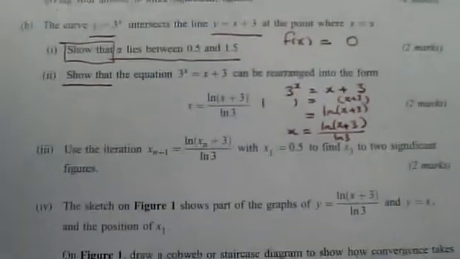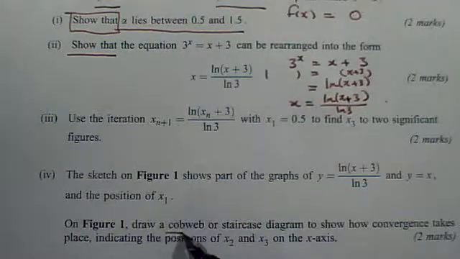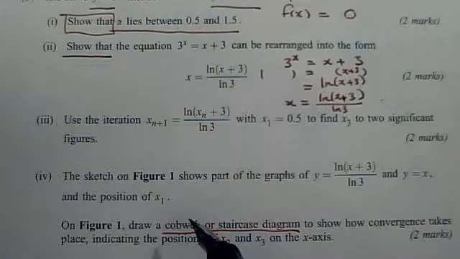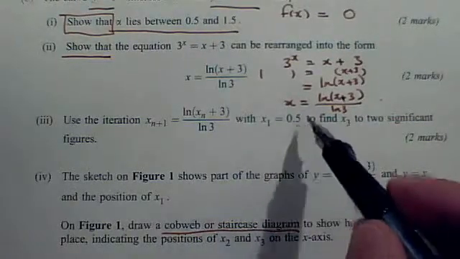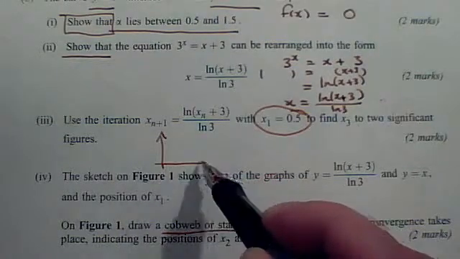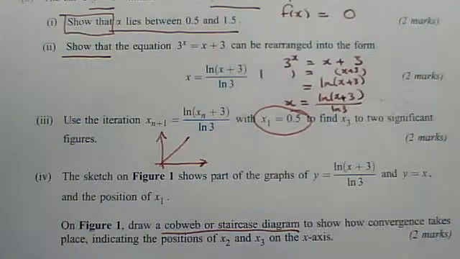Then in part 4, we've got the cobweb or staircase diagram. I haven't got figure 1 handy, but what you need to do is start from the position of x1. So you need to find 0.5 on your x-axis. These always have x and y axes, and the line y equals x is always drawn on the handout.